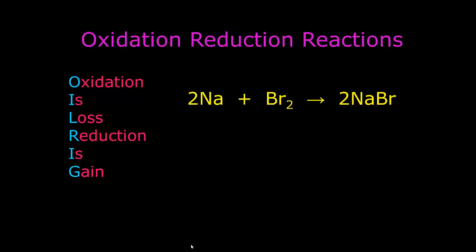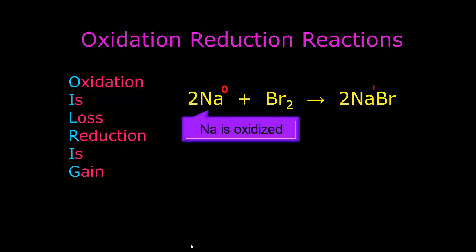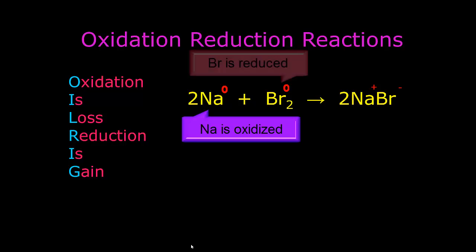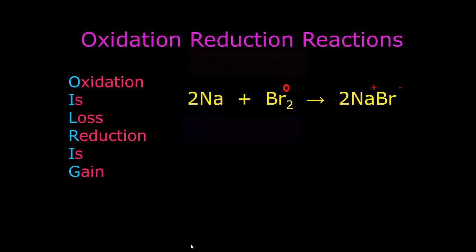Now let's do one more example. You pause the video and work this out on your own and then come back and check your answers. All right, sodium went from a 0 to a +1, so it was oxidized, and bromine went from a 0 to a -1, so it was reduced. Remember, most of the time, metals are oxidized and nonmetals are reduced.